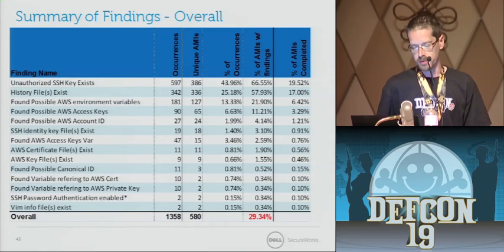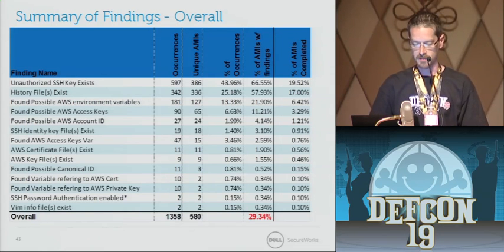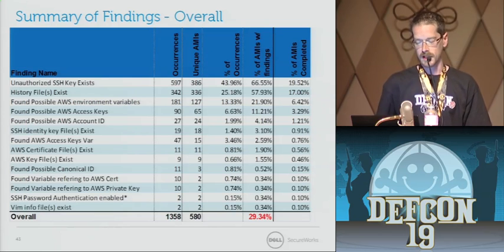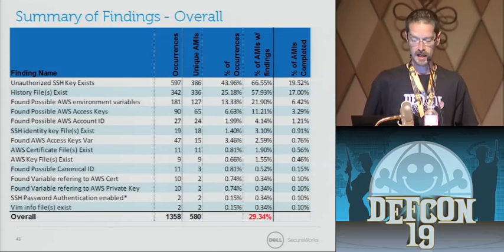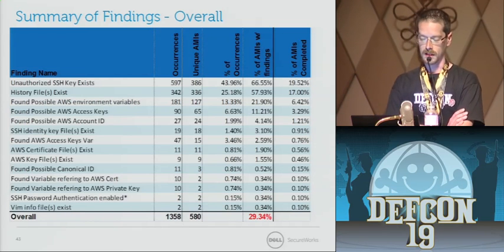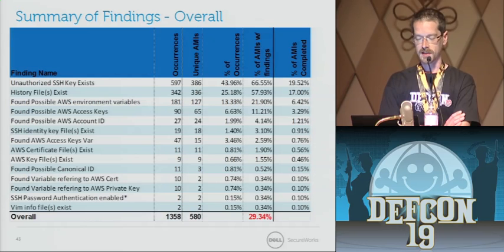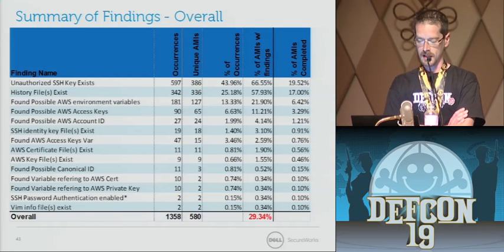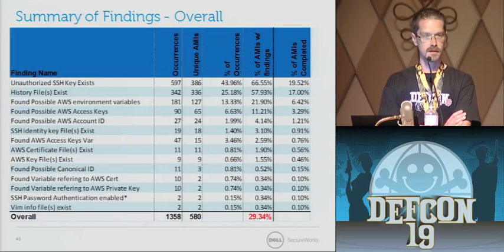This chart here breaks down all the different findings that our various test modules encountered: the number of occurrences of each, the number of unique images that was affected by that finding, the percentage of our total number of findings that were represented by that class, and the percentage of AMIs that had that problem.